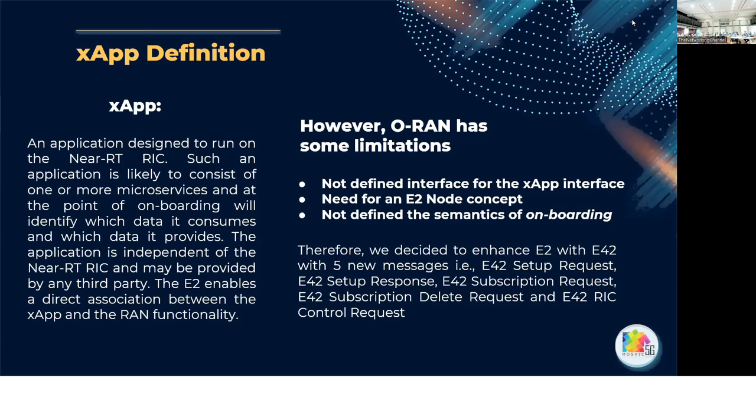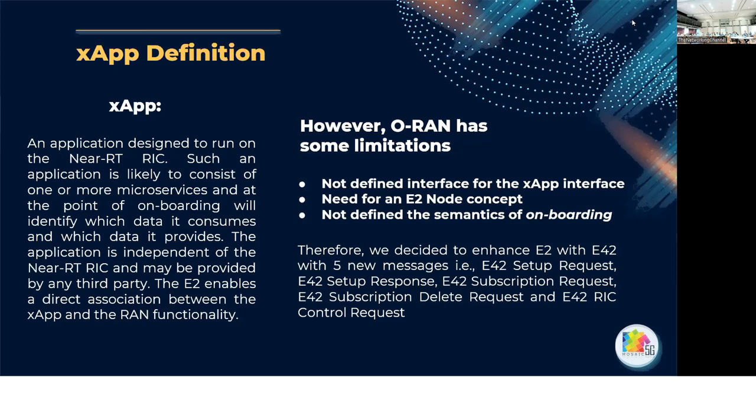However, ORAN has some limitations. There is no defined interface for the xApp. This is not specified. It's up to platform providers. And the most common solution, as I said, is gRPC. And this xApp still needs to have this concept of E2 node, and the semantics of onboarding are not defined, meaning how we can onboard an xApp into the RIC. Because the RIC needs to know what are the xApps that are onboarded in order to give them the association ID, in order to manage them, and also manage the conflicts across different xApps. This is not actually defined.